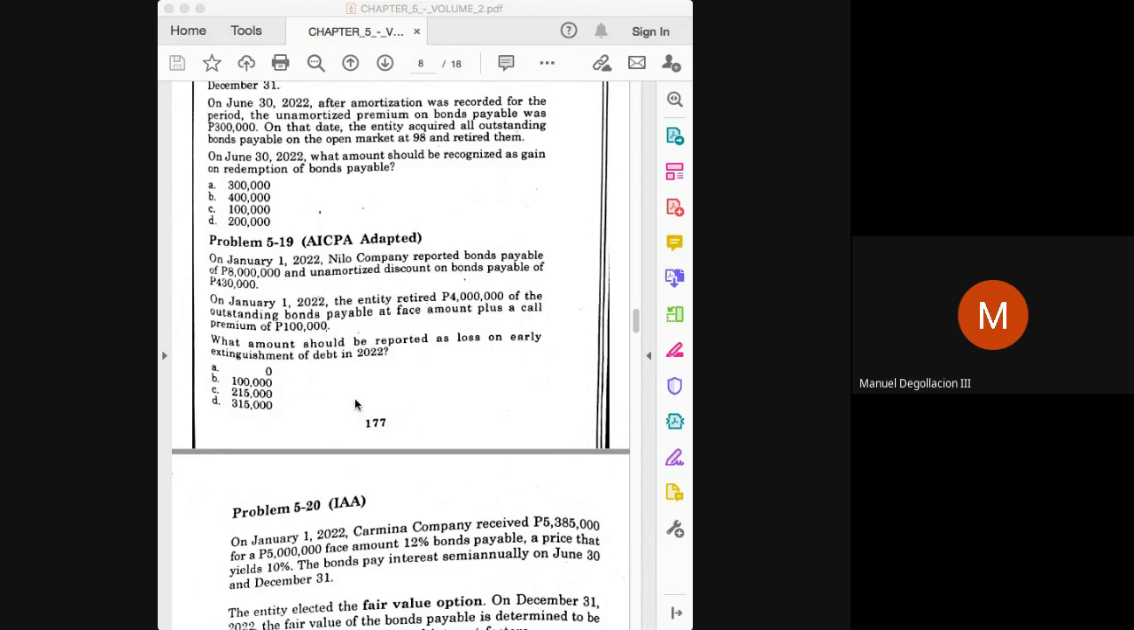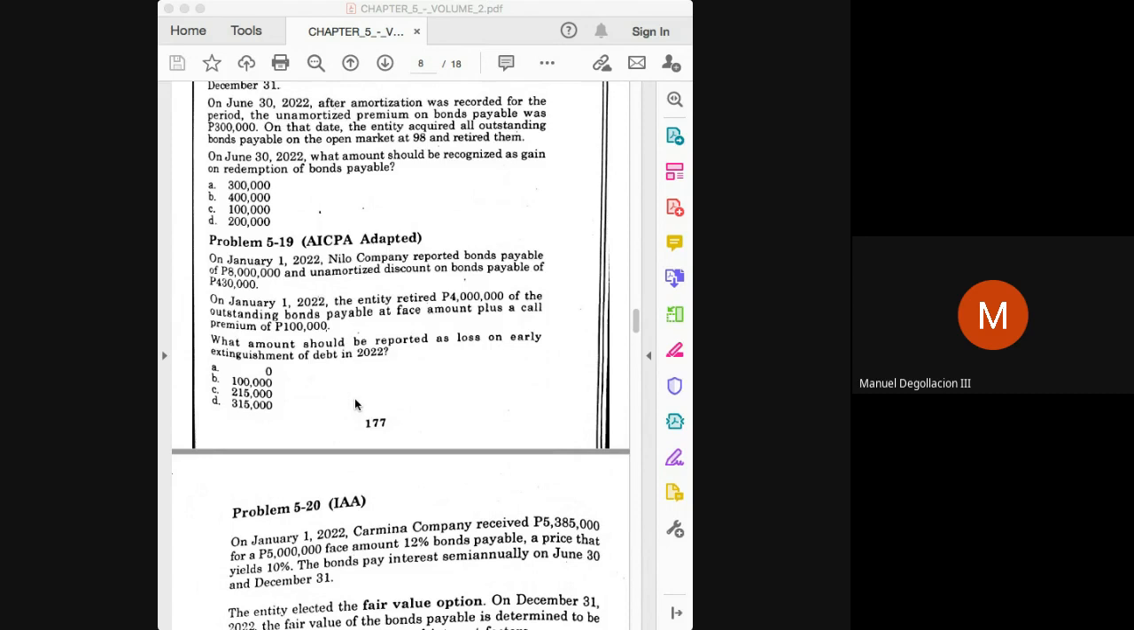The only other thing we need is the carrying amount of the bond at the time it was redeemed. But what makes this problem unique is that only a portion was redeemed, specifically only one half. How did we know? Because the total bonds payable was 8 million, and we only retired the 4 million, so only one half. The question now is, what is the carrying amount of this 4 million? Is it just the 4 million?